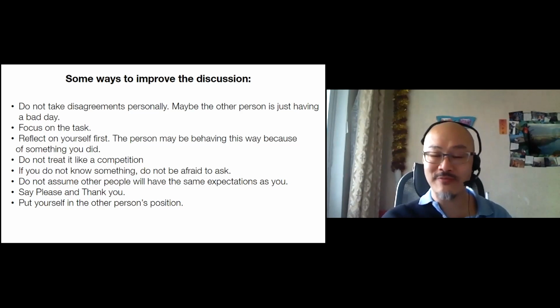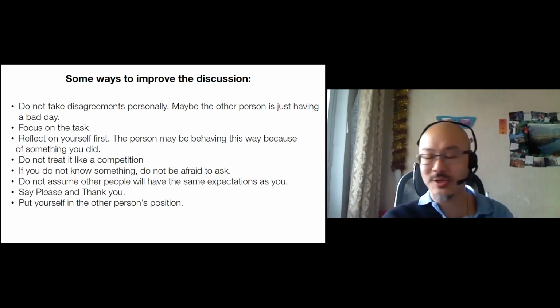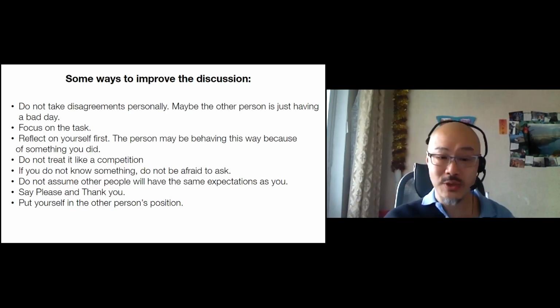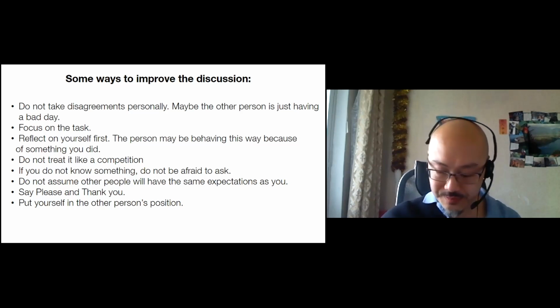Whether it's in writing or just speaking, say please, thank you. It doesn't cost anything. It's always good to be polite, like Natalia mentioned, using polite language. And finally, put yourself in the other person's position. Think about how that person would react if you had reacted in that same way.